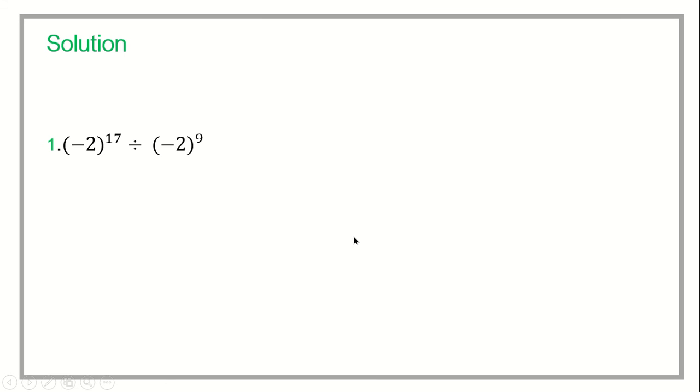Part 1. Negative 2 to the power of 17 divided by negative 2 to the power of 9. So we simply keep the base and subtract the exponents. That will give us negative 2 to the power of 8.